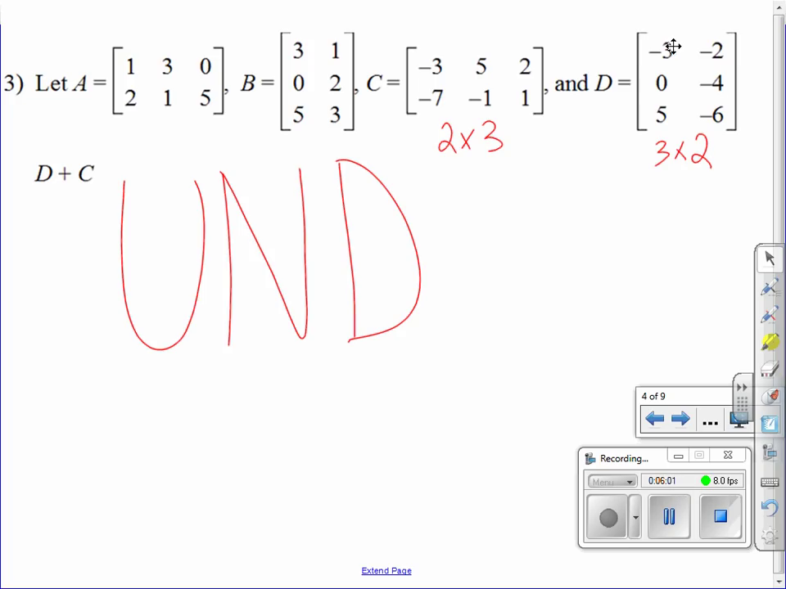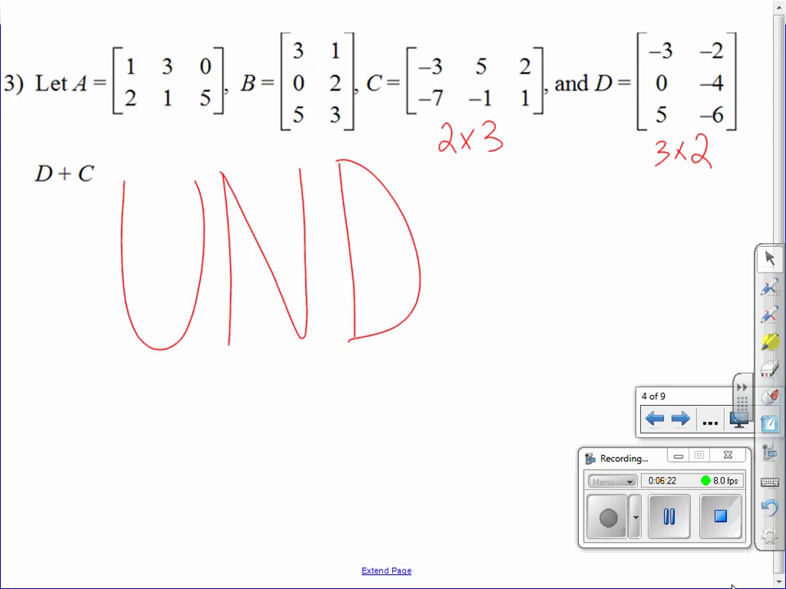And it's not really hard to see that. Look, let's pretend that we just went straight to adding them. Negative 3 plus negative 3, that would work. Negative 2 plus 5. But look at this. I still have something in a third column here, but I don't have a third column in matrix D to combine with that 2 or that 1. Can't do it. Can't add those two together.